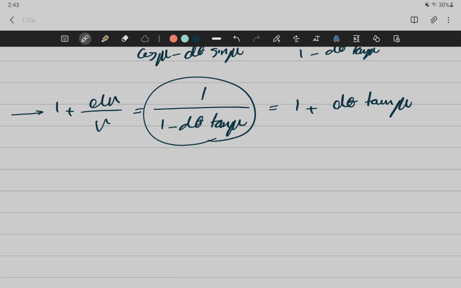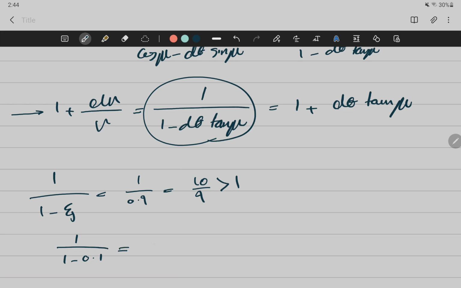What's considered a small angle here? A small value, not a small angle. It's a small value. So is it always going to be plus d theta tan mu, or is it going to be 1 minus? If you have 1 divided by 1 minus epsilon, let's say 1 divided by 0.9, what is this? It's 10 divided by 9. This is larger than 1. So the idea here is that if you have 1 minus 0.1, your epsilon, the solution is going to be very close to 1 plus 0.1, so 1.1. Is this clear? And 0.1 is a very large value for this, but you get the idea.